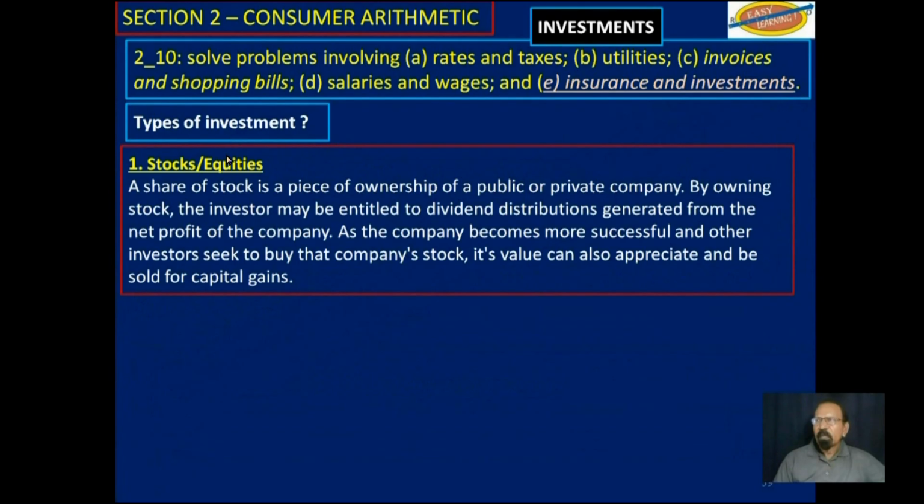Types of investment. There is stocks and equities. A share of stock is a piece of ownership in a public or private company. By owning stock, the investor may be entitled to dividends generated from the net profit of the company. As the company becomes more successful and other investors seek to buy that company's stock, its value also appreciates and can be sold for capital gains. So stocks is an investment, buying a share in a company, and if the company is successful, you can get a share of the profit, and also your stocks will increase in value.